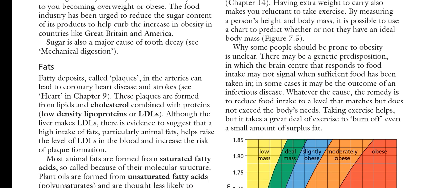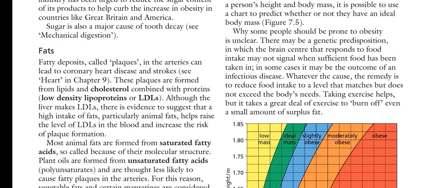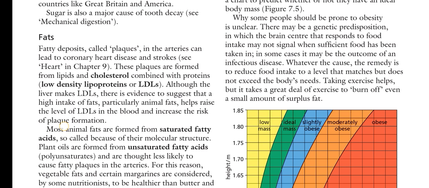So when we hear the word fat, there are good fats and there are bad fats. We will discuss all the fats, good and bad, and we will discuss the function and importance of these fats. Fatty deposits called plaques in the arteries can lead to coronary heart disease. Because we are discussing malnutrition, we will discuss the negative portion of the fats. Ultimately, of course, there are positive points for the fats. So the negative aspect is the formation of plaques, leading to coronary heart diseases and strokes.